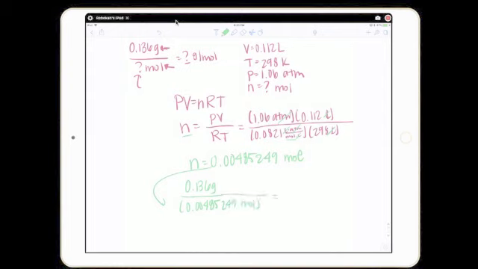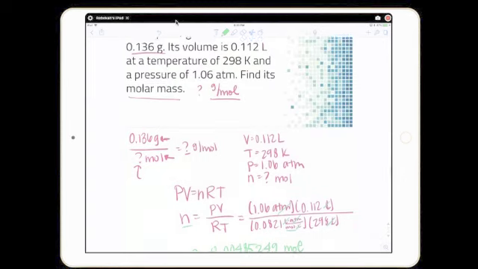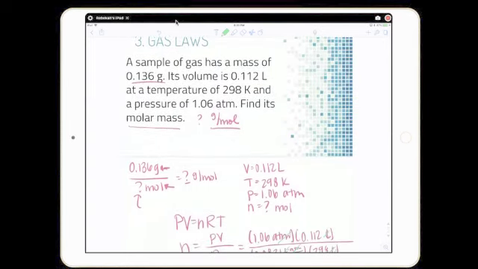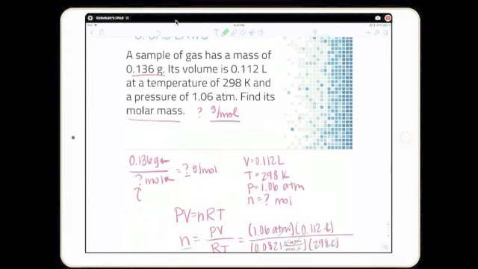See what that equals. So 0.136 divided by 0.00485 is 28, sig figs are 3, 28.0 grams per mole. Then I could probably use the periodic table to figure out what that would be. It looks like it's going to be a nitrogen molecule. 14 plus 14 is 28. So that could be that. That's a guess.